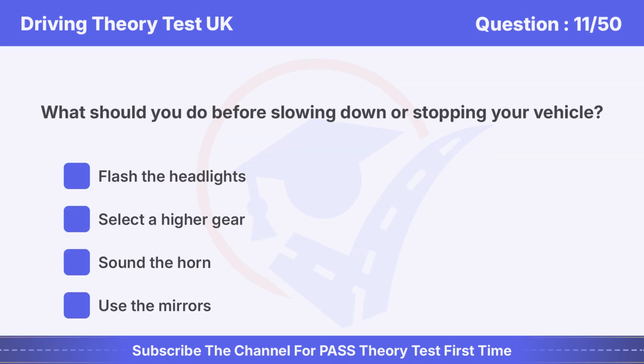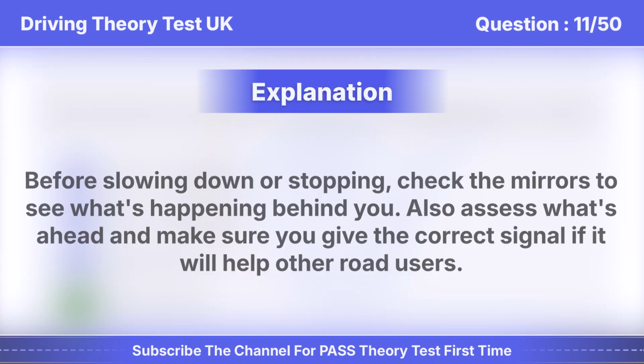Question 11. What should you do before slowing down or stopping your vehicle? Answer is D. Use the mirrors. Before slowing down or stopping, check the mirrors to see what's happening behind you. Also assess what's ahead and make sure you give the correct signal if it will help other road users.